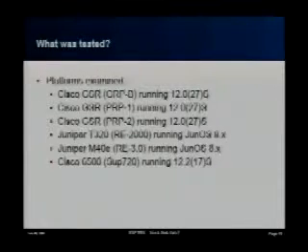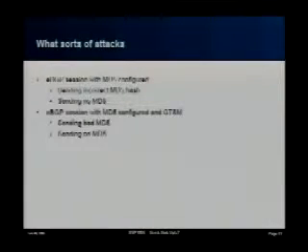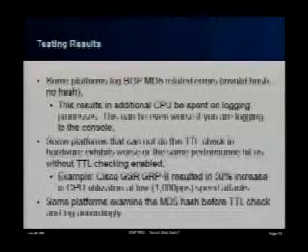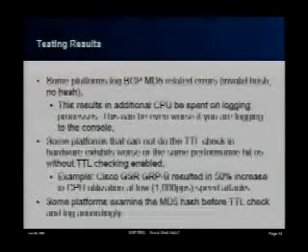So I tested a variety of platforms, whatever I could get my hands on: some Cisco GSRs, a few of the higher-end Juniper boxes, and a 6500, running relatively recent code, released within the last several years. The types of attacks we looked at were: you have a BGP session with MD5 enabled. What happens when you send incorrect hashes? What happens when you send none at all, just a regular packet? What happens when you have BGP enabled with the TTL Security Check and send the same kind of traffic to it?